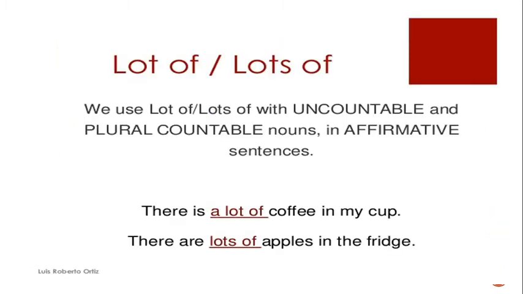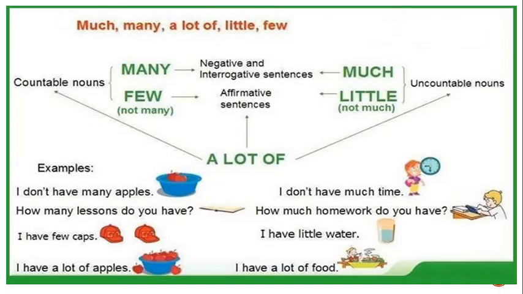Lots of: we use lots of with uncountable and plural countable nouns in positive sentences. There is a lot of coffee in my cup. There are lots of apples in the fridge. So, much and many: many is used for countable, much is used before uncountable. But a lot of we use before countable and uncountable nouns.